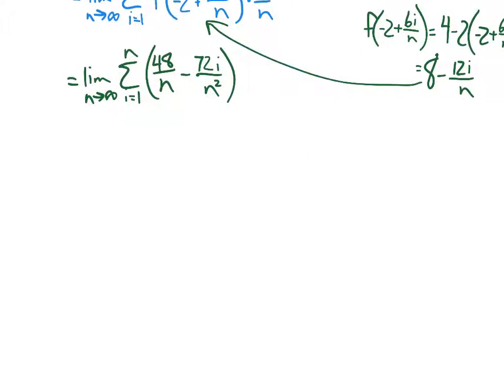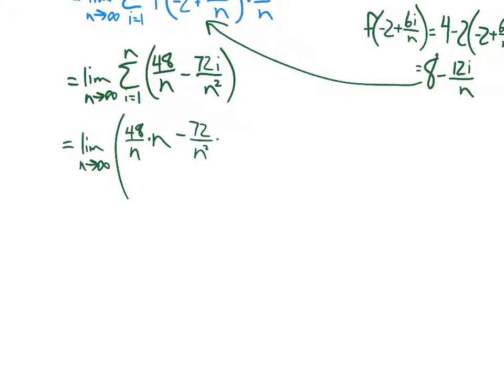And now this process should be pretty familiar to us at this point. We're going to do the limit. We've got to split up those sums, and I'm going to do this all at once. The sum of the 48 over n is going to be 48 over n times the n, which is going to be just 48. This is a -72 over n squared times the sum of the i's.